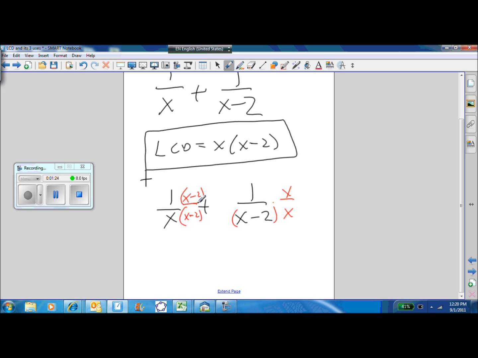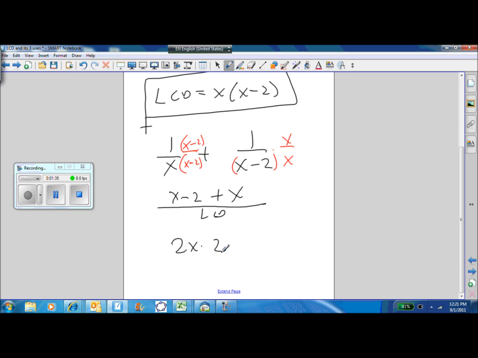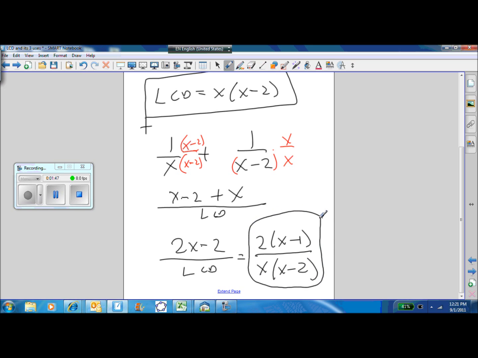So now you can go ahead and add up. x minus 2 plus x over the LCD, or 2x minus 2 over the LCD. And now we might want to factor this: 2 times the quantity x minus 1 over the LCD, which is x times x minus 2. We see that there's no common factors, so that's fully reduced, and that's our final answer. Okay, so that's adding fractions.